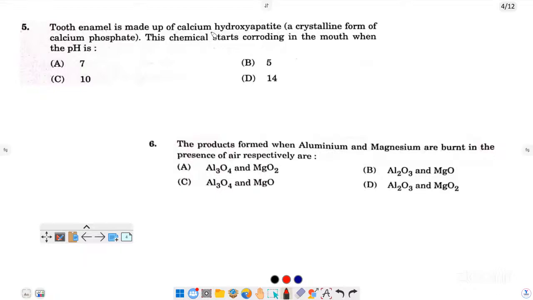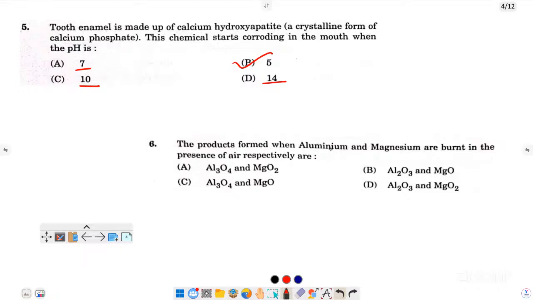The tooth enamel is made up of calcium hydroxyapatite, a crystalline form of calcium phosphate. That is basic. This chemical starts corroding in the mouth when the pH is, you can check. This is highly basic, this is neutral, only acidic pH is 5. B is the correct answer.